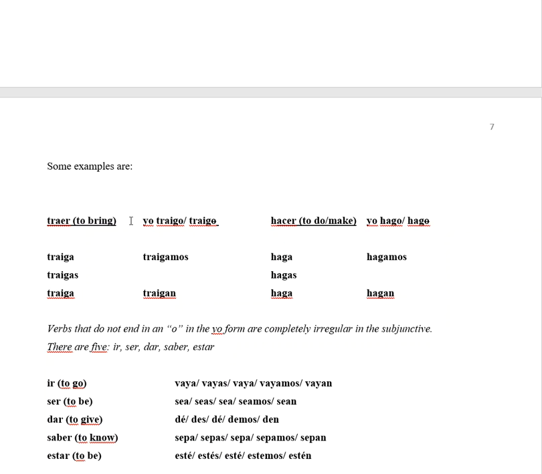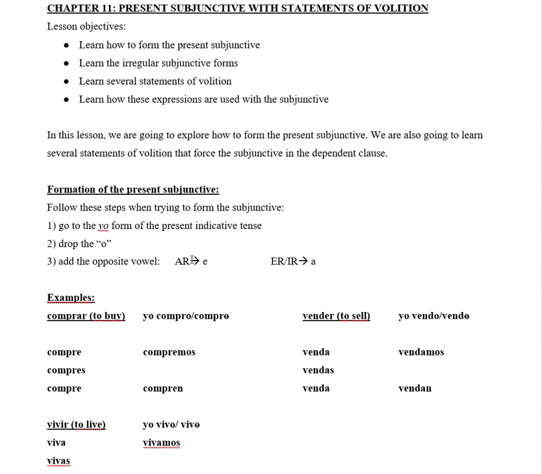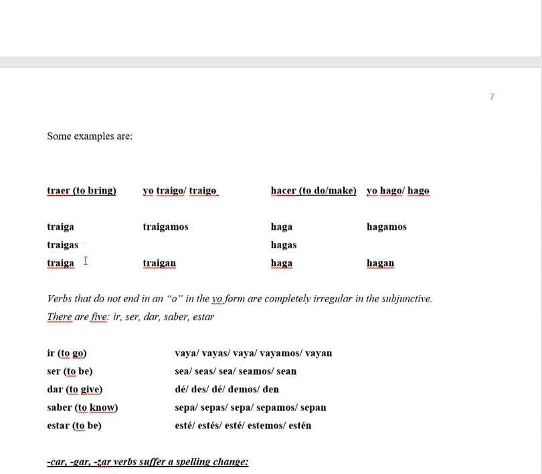Traer, meaning to bring. You conjugate it in the yo form, and the yo form is indeed irregular: yo traigo. We drop the o, and then we add the opposite vowel. It's an ER verb, so we're going to add a's. Yo traiga, tú traigas, él traiga, nosotros traigamos, ellos traigan. Notice again that because the yo form in the present indicative is irregular, it carries over into the subjunctive. Hacer, meaning to do or to make. In the yo form, as you know, it's irregular. It's hago, we drop the o, and then we add the opposite vowel.